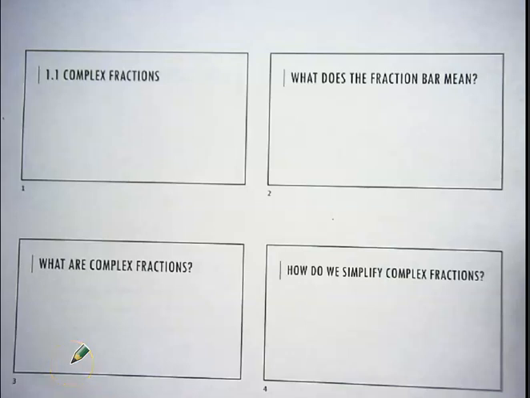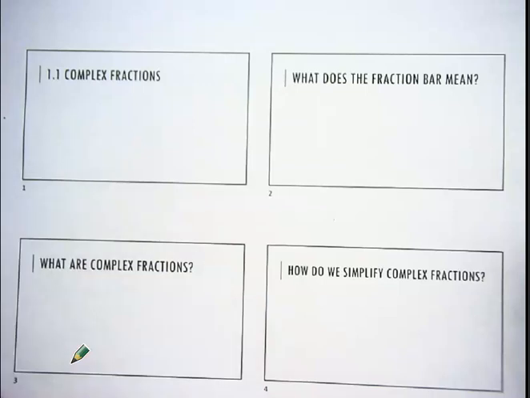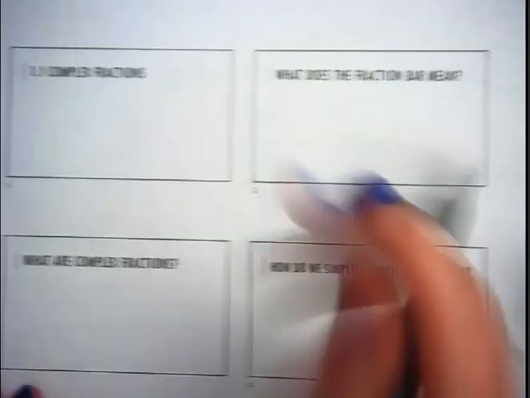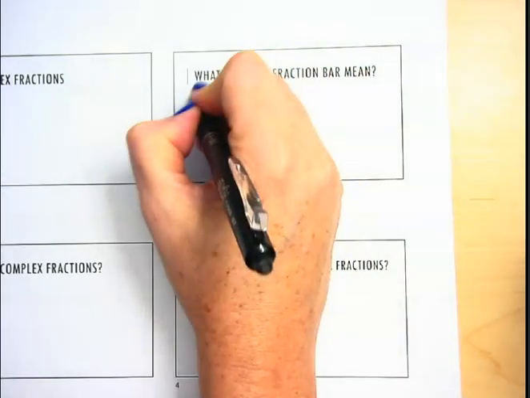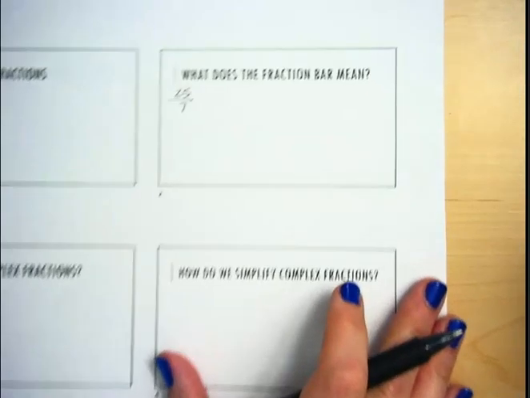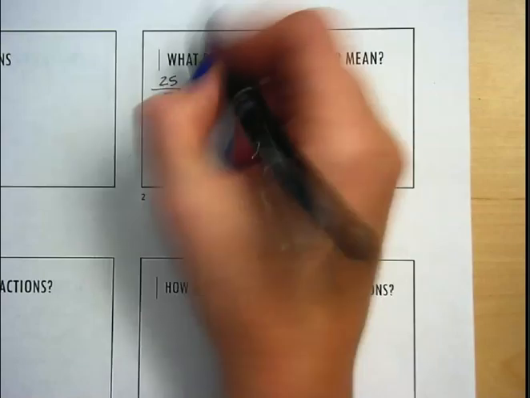All right, here is our video on complex fractions. The first thing that I want to talk about before I define complex fractions is what the fraction bar means when you have a fraction. So for example, if I have 25 over 7, this bar right here isn't just holding a place or just separating the 25 from the 7.